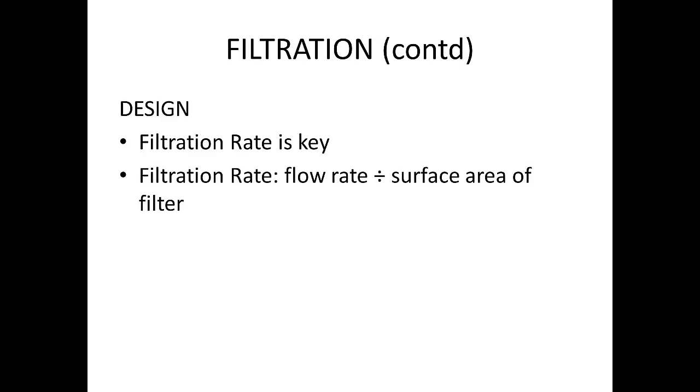When it comes to the design of a filtration system at a water treatment plant, the filtration rate is key. By filtration rate, I mean the speed at which polluted water is filtered. In more detail, the filtration rate is represented by the ratio of the flow rate of the water and the surface area of the filter. Typical units for the filtration rate are as follows.